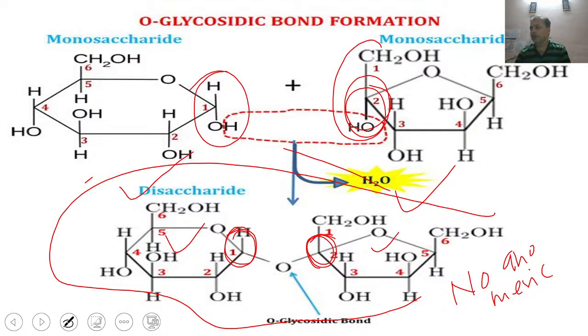If in any carbohydrate you don't have any anomeric carbon left out, if you have used both the anomeric carbons for the bond formation, we are going to call it a non-reducing sugar.